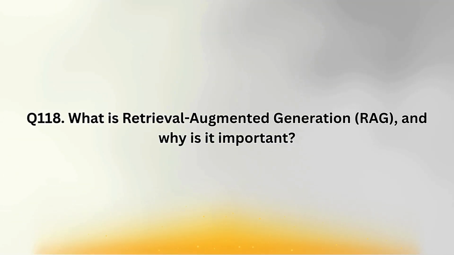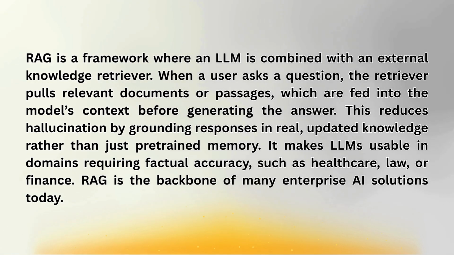What is retrieval augmented generation, RAG, and why is it important? RAG is a framework where an LLM is combined with an external knowledge retriever. When a user asks a question, the retriever pulls relevant documents or passages, which are fed into the model's context before generating the answer. This reduces hallucination by grounding responses in real, updated knowledge rather than just pre-trained memory. It makes LLMs usable in domains requiring factual accuracy, such as healthcare, law, or finance. RAG is the backbone of many enterprise AI solutions today.